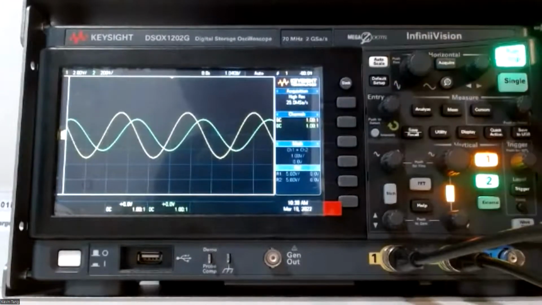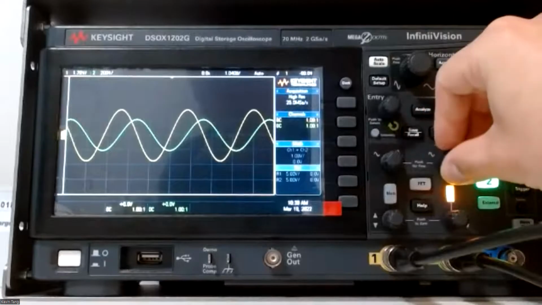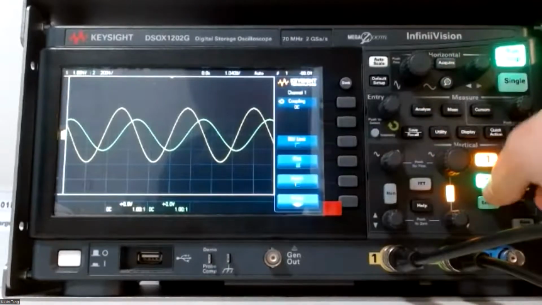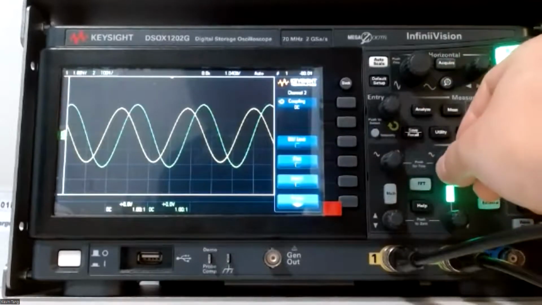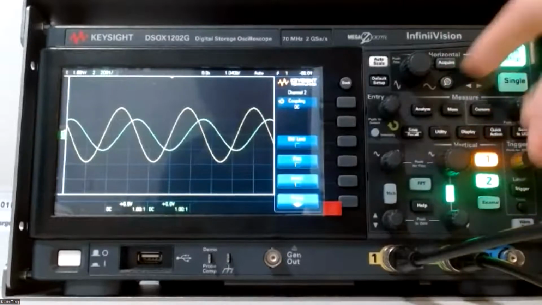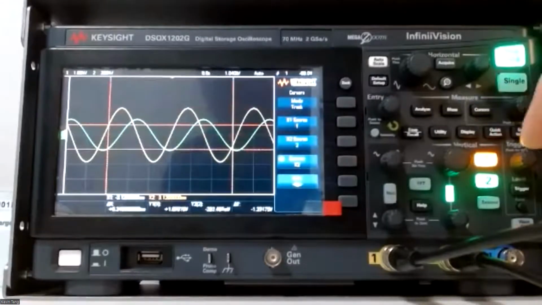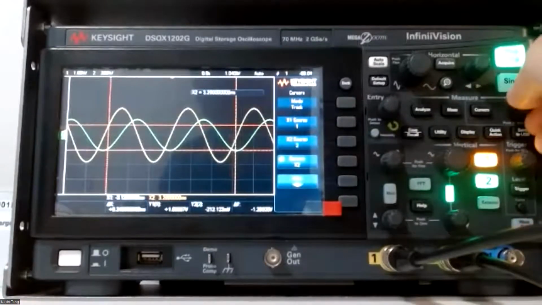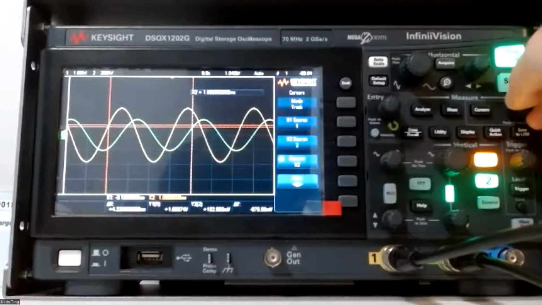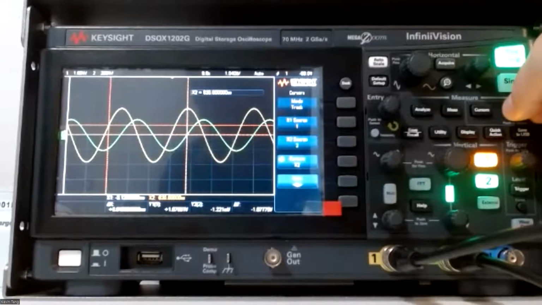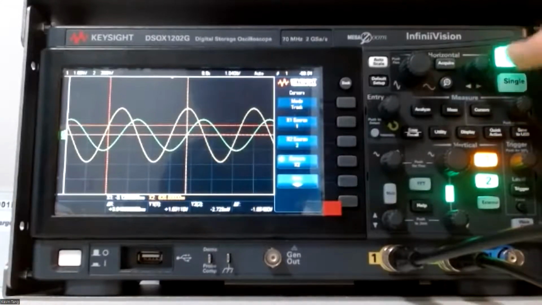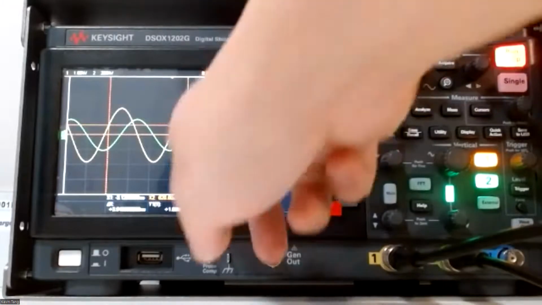Use the horizontal and the vertical knob to make it clearer for you to see. Okay, I think this is good enough. Now use the cursors to measure the phase. Again, we do the same thing. So this one, let's put it here. You guys can see it, right? I hope you can see it. So I put this here.